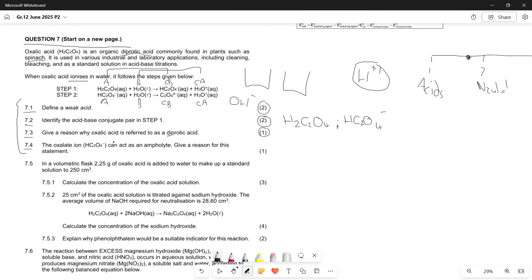where 7.4 says the oxalate ion, this HC2O4, can act as an ampholyte. Give a reason for this statement. It is just saying give the definition for an ampholyte, which is when something can act as either an acid or a base.